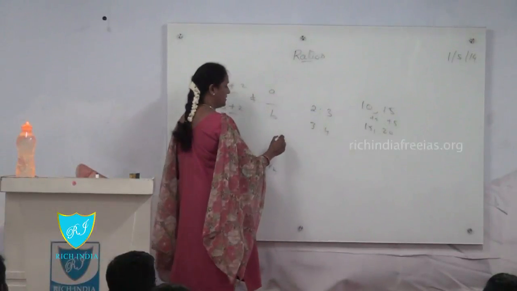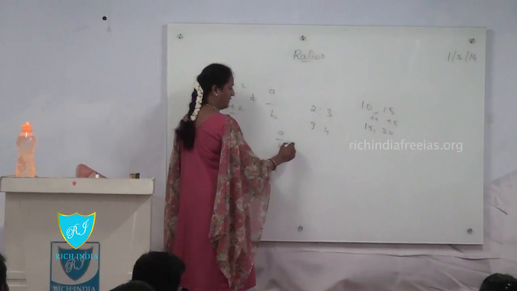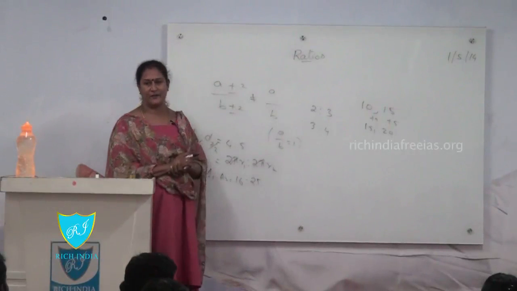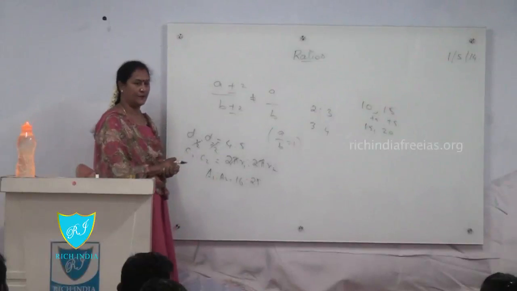So unless they mention A by B is equal to 1, this will not be equal to the same ratio.